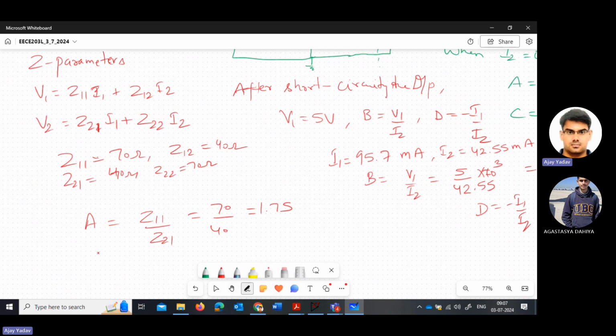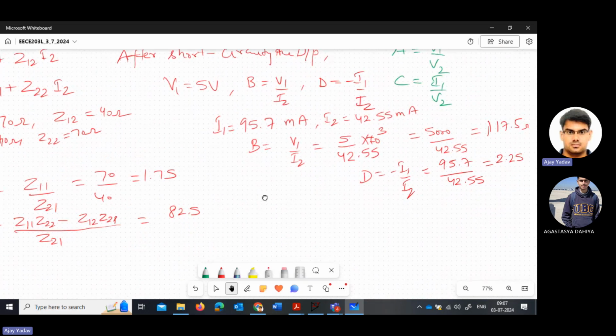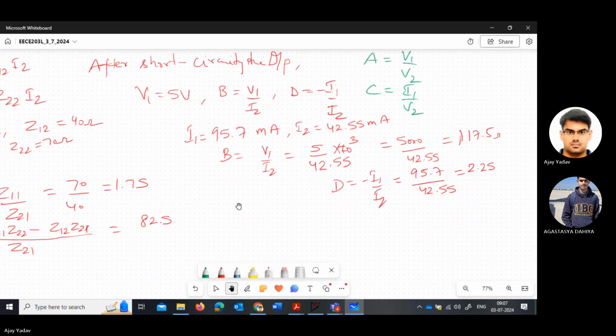Okay. Similarly, your B is what? The formula I'm writing is Z11 into Z22 minus Z12 into Z21, divided by Z21. This value will come out to be 82.5. We got a similar value or not? There is a difference. Okay, I'll check the formula then. There should not be a difference.